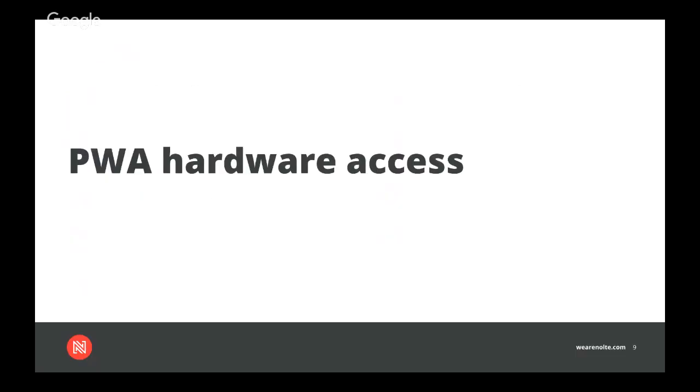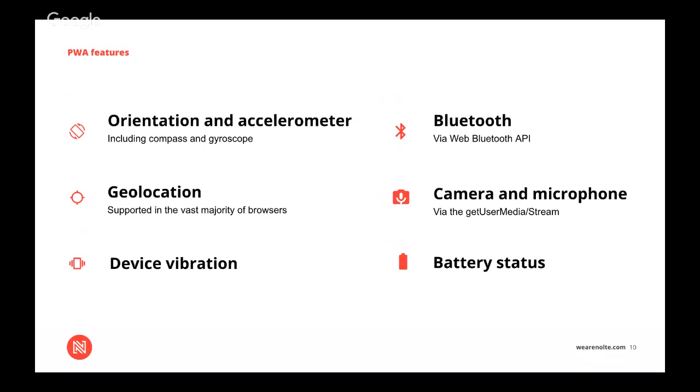And also we have access to different hardware on the devices, like for example, orientation and accelerometer, including the compass and the gyroscope. So you can use applications that can make use of the location of the user, like for example, Uber that needs the location of the user to know where it is. You can use geolocation also with this.